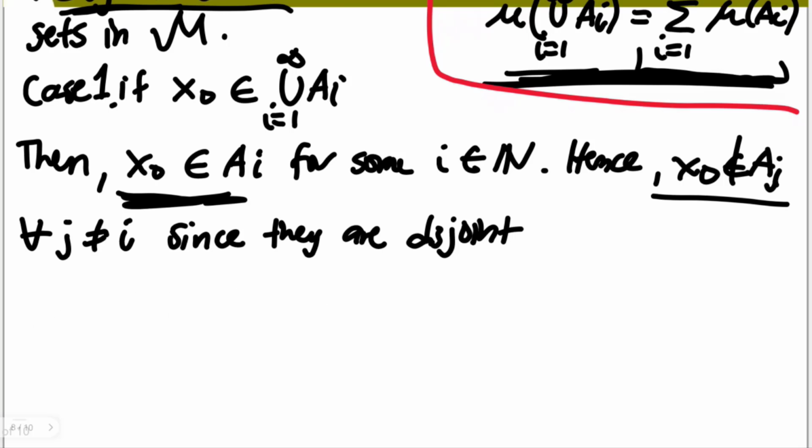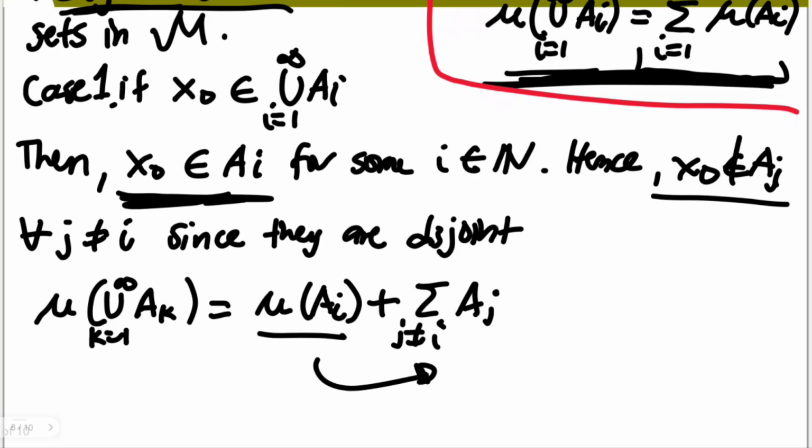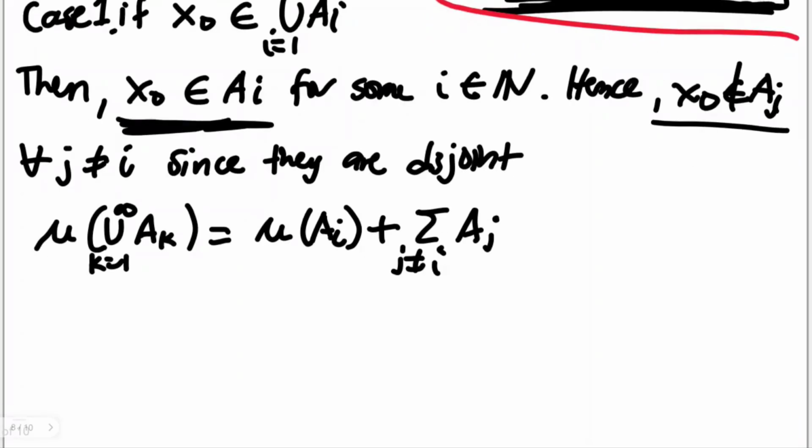And here is what I am going to point out. The mu of the union of a sub k, for k equal to 1 to infinity, can be broken down into the mu of a sub I and the summation of the other a sub j, where j is not equal to I, right? So for all the rest where a sub I is excluded, because x sub o is here, x sub o should not be in any of these, because, again, they are pairwise disjoint. And what does this imply now?